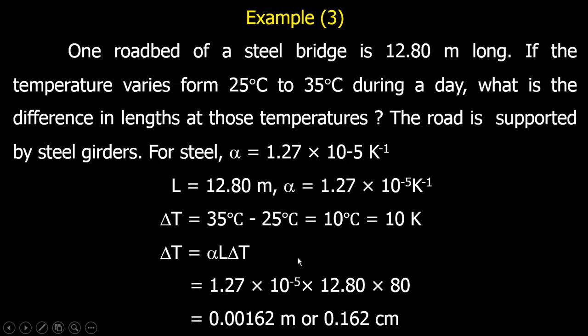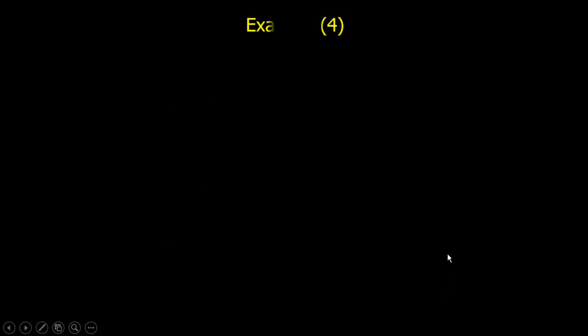Delta L equals alpha L delta T. The physical quantities have to be put in with consistent units. 0.001 meter is 0.1 centimeter. The change in length is 0.162 centimeter, or 0.162 meter depending on the units used. Now, example 4.